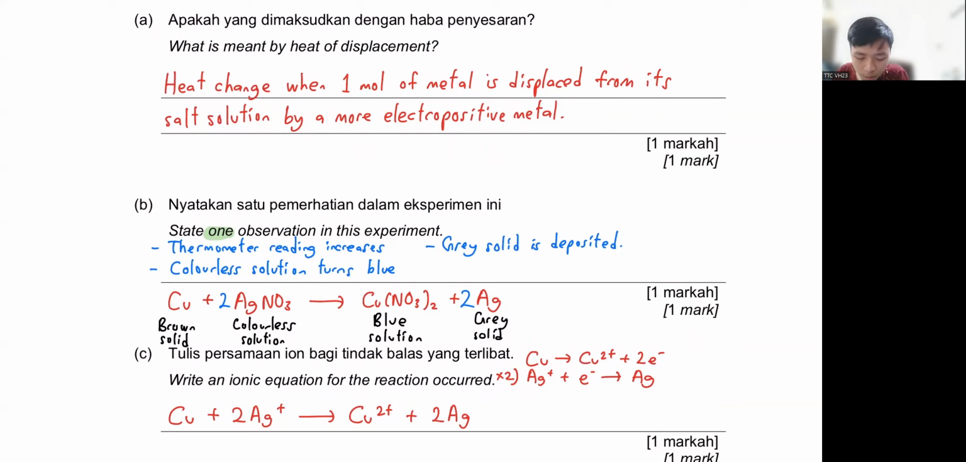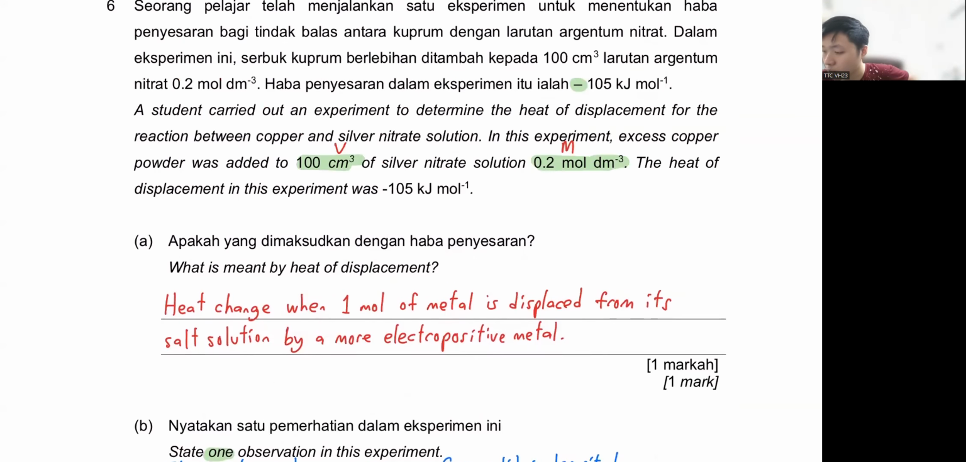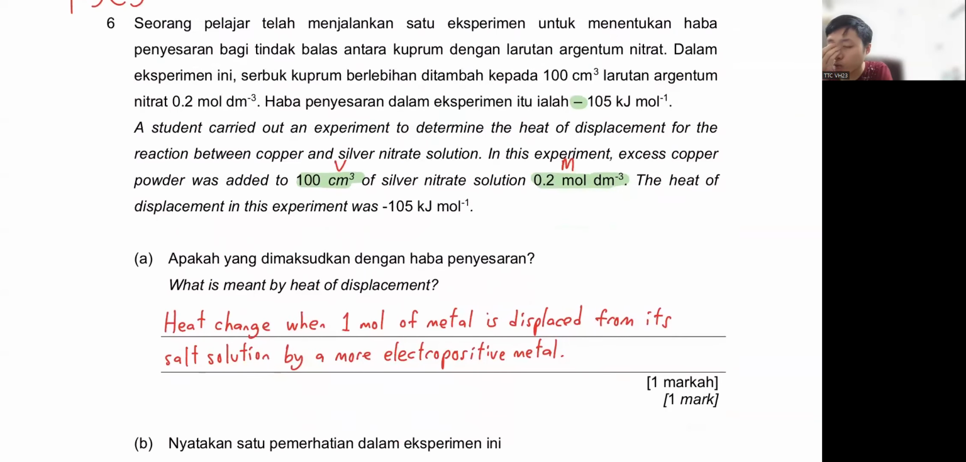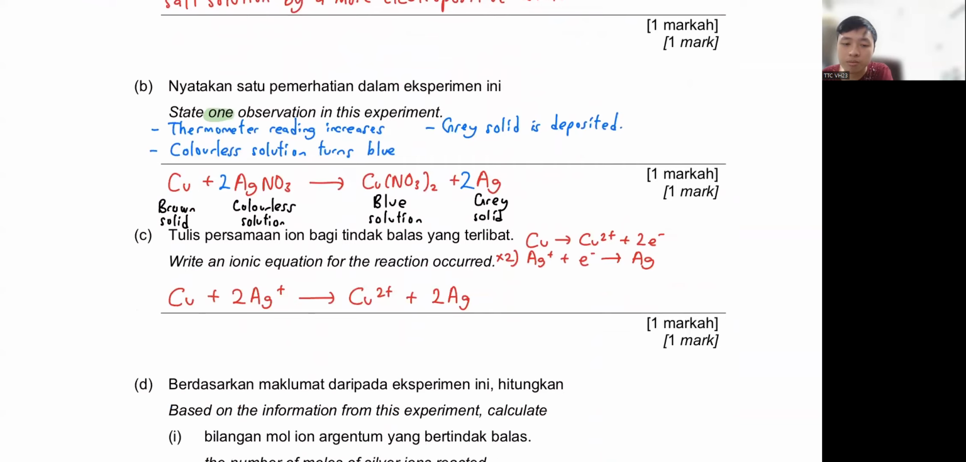Next, the calculation of the number of moles. The number of moles, they already gave on top. The given here is V, and here is the molarity. So you can use number of moles equals MV over 1000.